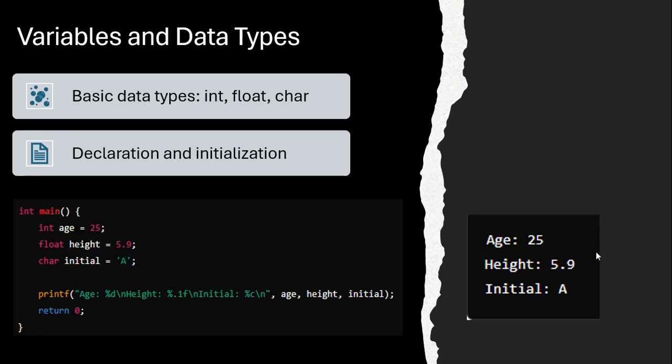Next, printf. We are printing age. %d is for typing a decimal, and \n moves to the next line. Height will print with a colon and %0.1f, which is for float, and on the next line initial, then %c is for character, and the next line. So this will print our 25, 5.9 and A. On the right side we can see the output of it.